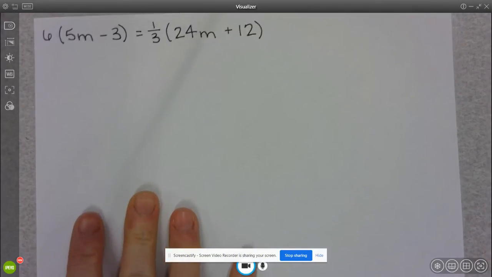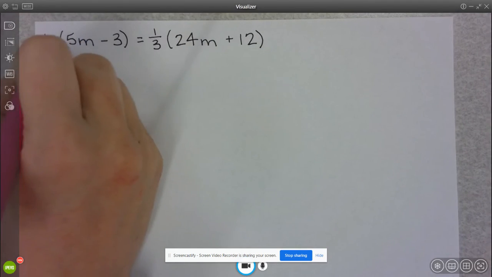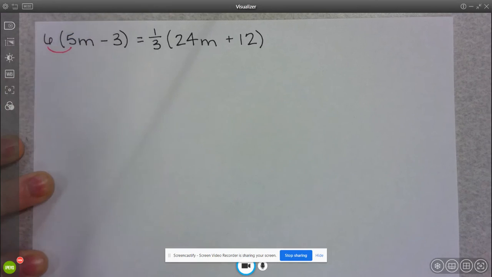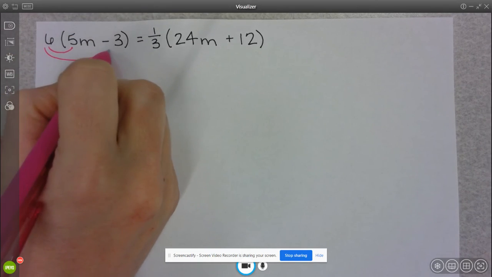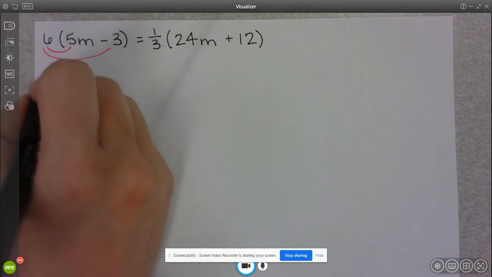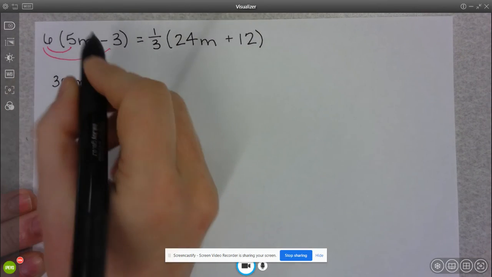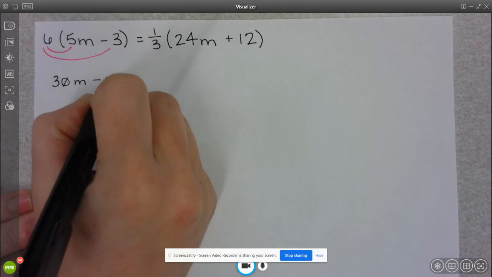And I have 2 more examples for you here. Now, in this case, we have parentheses. Parentheses to us represent multiplication. It means the thing on the outside is being multiplied by both of the things on the inside. So I'm going to take 6 and multiply it to 5m, and multiply it to -3. So 6 times 5 gives me 30, so I'll have 30m. 6 times -3 gives me -18.